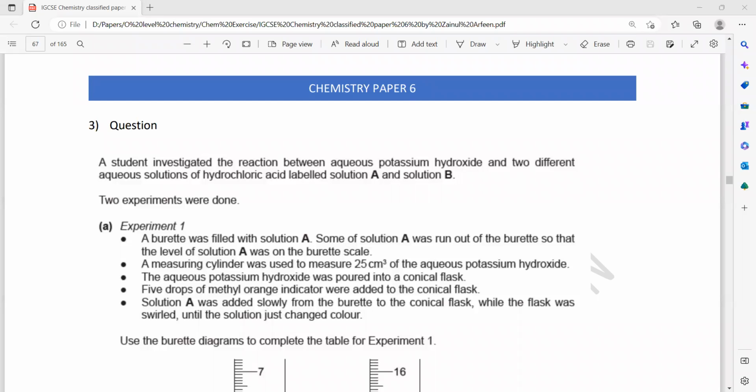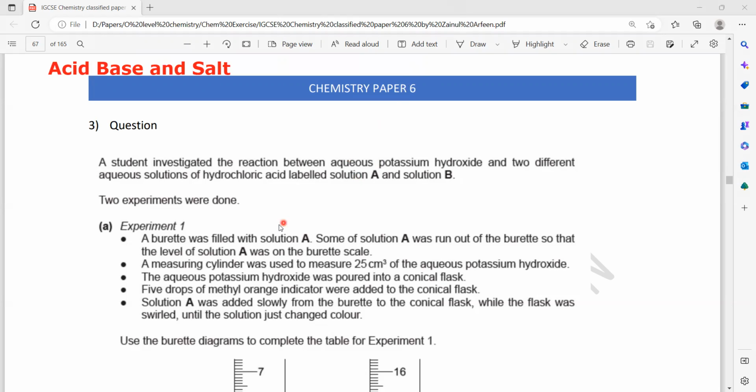So, classified paper 6, and we have the topic that is acid, base, and salt. The question is, students investigate the reaction between aqueous potassium hydroxide with two different aqueous solutions of hydrochloric acid, solution A and B. So two solutions are there for hydrochloric acid. They might have different concentrations. That's why they are named solution A and B. And the same potassium hydroxide is used for both of these experiments.